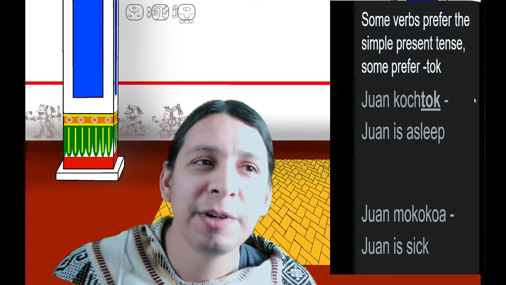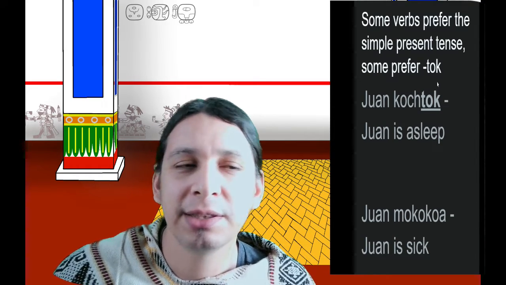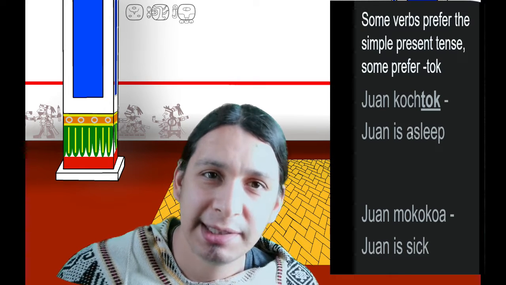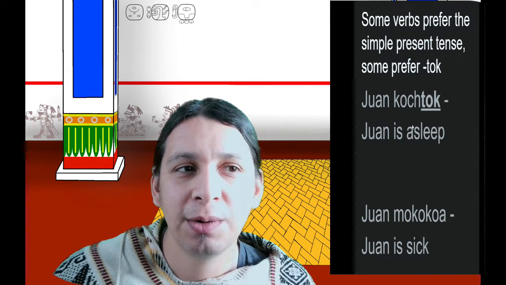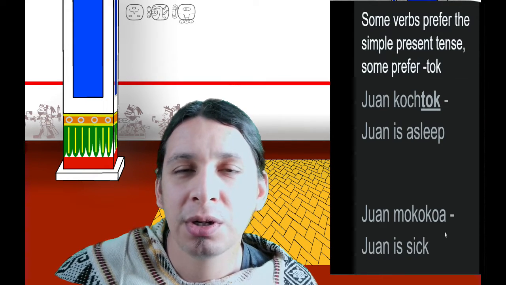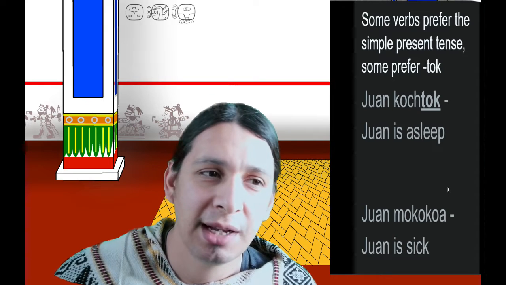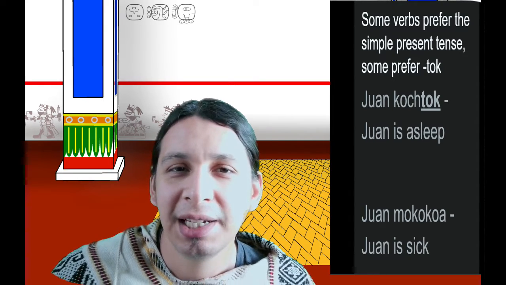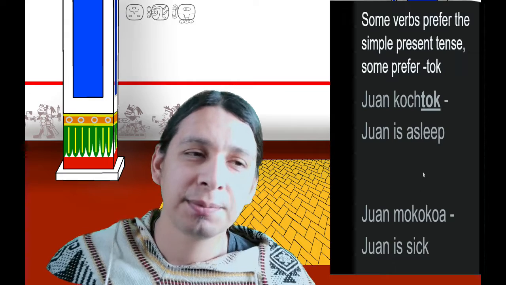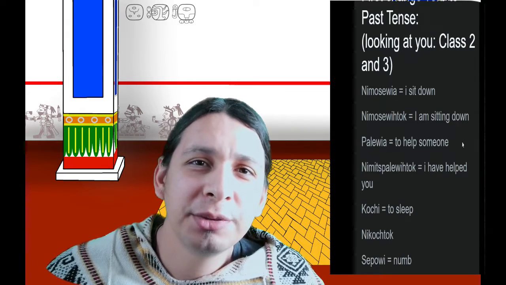So again, some verbs prefer just using the present tense, and some verbs prefer to say tok. Like Juan is in a state or position of being asleep, I would say Juan kochtok. There I would use a tok. But the verb mokokoa, people don't often say mokokohtok in the Huasteca. They would say Juan mokokoa. And that's understood as he's sick right now.